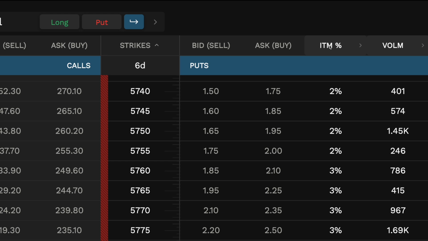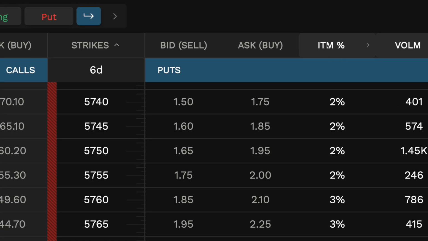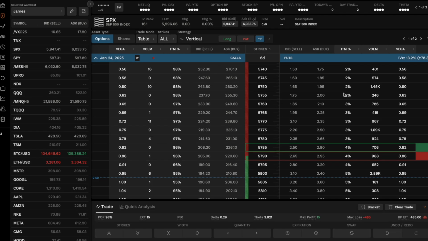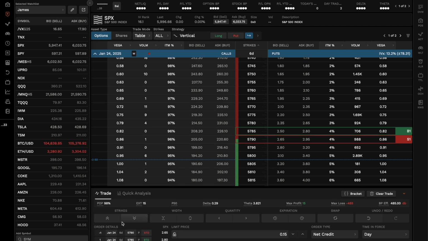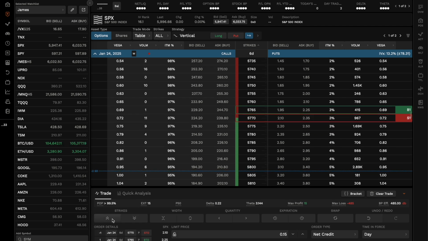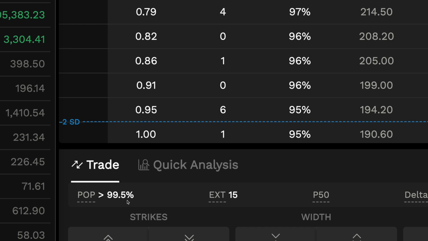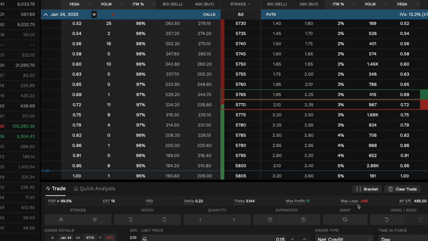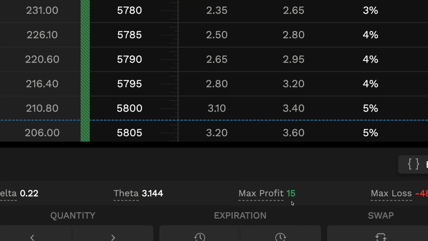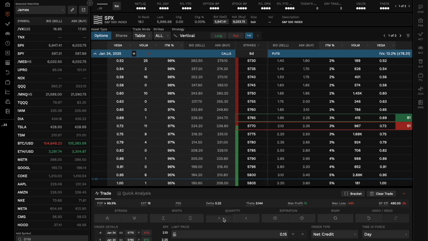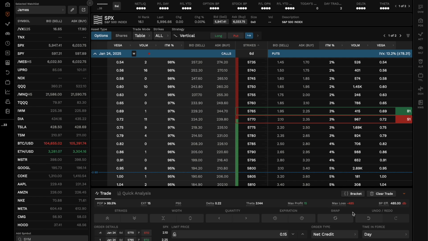And you can see this right here, ITM percentage. This is the probability that the contract expires in the money. For this particular trade, we have a greater than 99.5% chance, the probability of profit. For one contract, max profit of 15, and a max loss of 500.